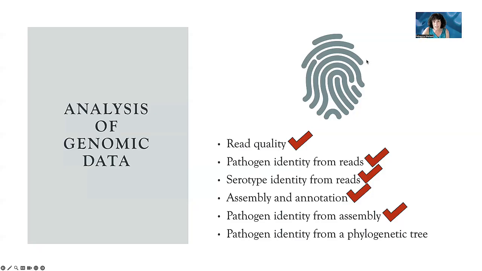Just as a quick recap, remember we had this mystery pathogen. We looked at the read quality for it. We were able to identify the taxonomy, give a hint of who it was from the reads. We were also able to identify a serotype from the reads using serotyper. We assembled and annotated the genome. And once we had those contigs and those genes, we started building phylogenetic trees from that.